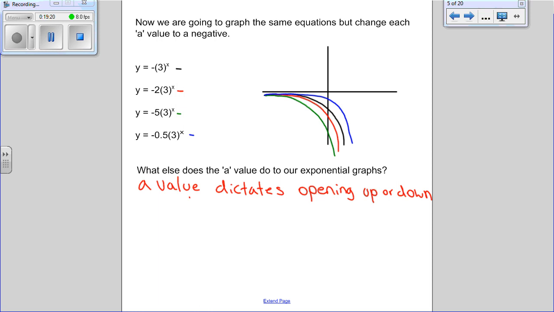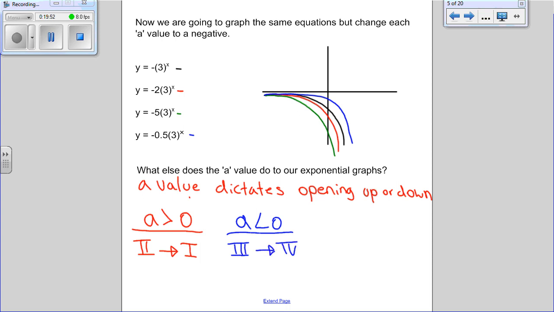So if a was greater than 0, we went from quadrant 2 to quadrant 1. We call that end behavior. If a was less than 0, we now had quadrant 3 to quadrant 4. So a dictates where my y-intercept is, and it also tells me which way I'm opening. Am I going up or am I going down?